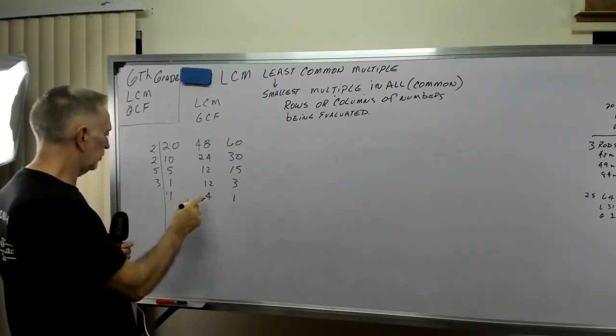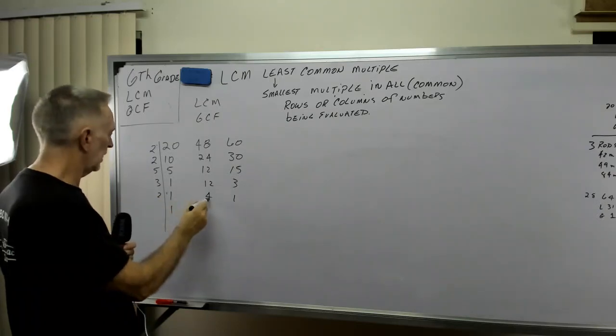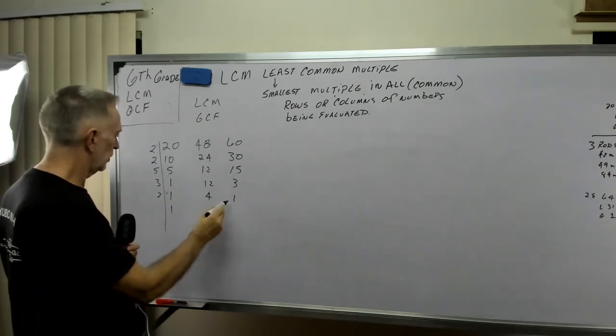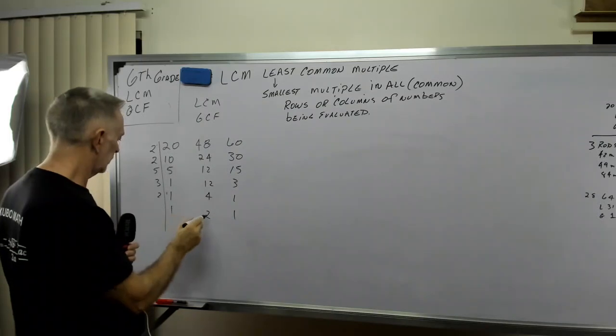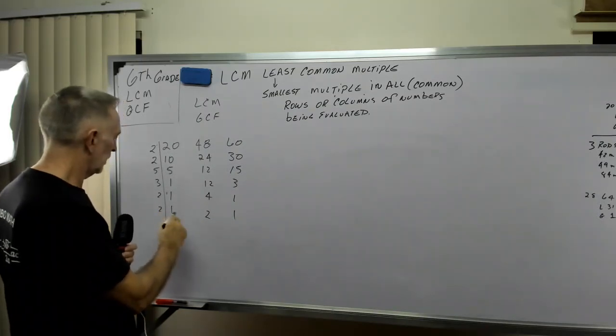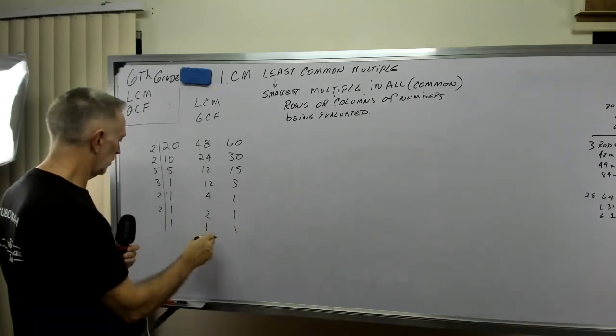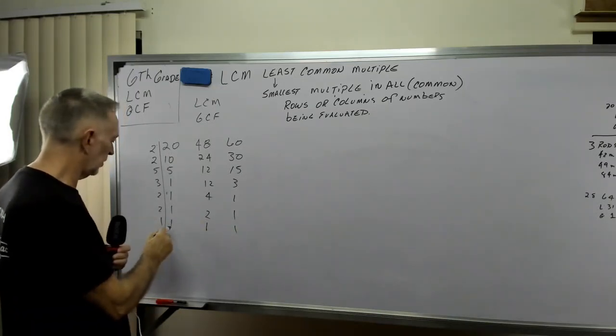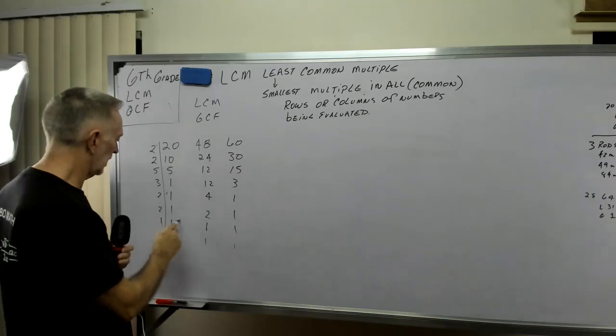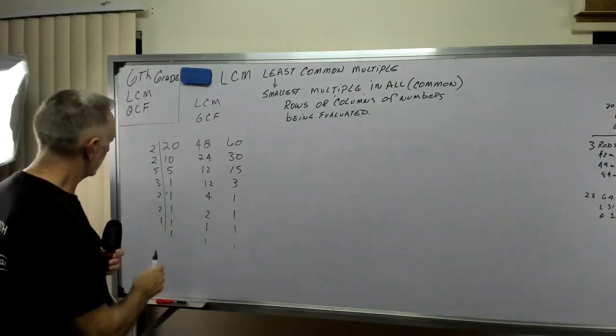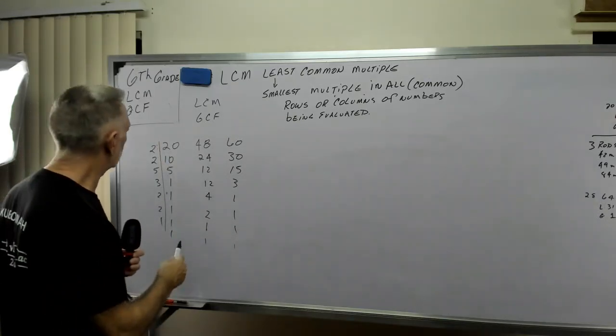Pick a 2. Bring the 1 down. 4 divided by 2 is 2. Bring the 1 down. 2 divided by 2. Bring the 1 down. 2 divided by 2 is 1. Bring the 1 down. So, okay, I'll put my 1 here. 1 divided by 1 gives me that. Okay, I have all of those.